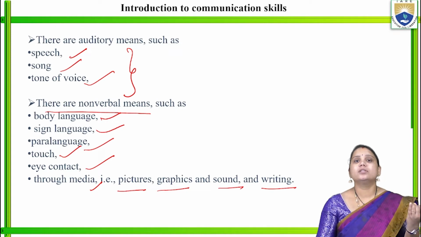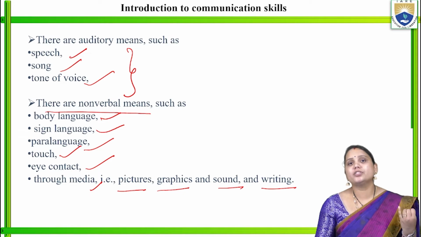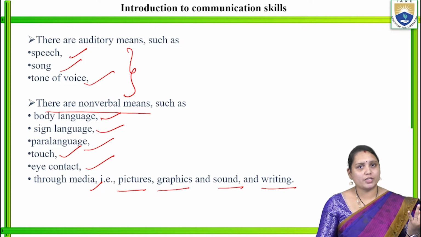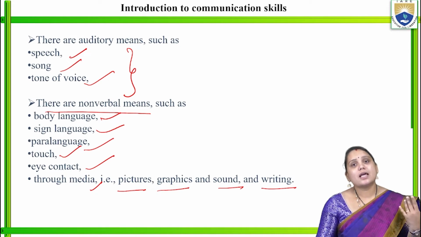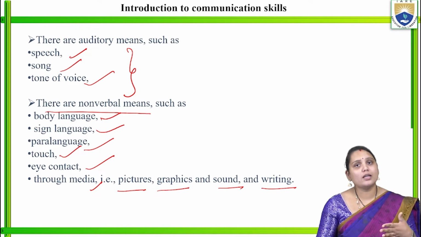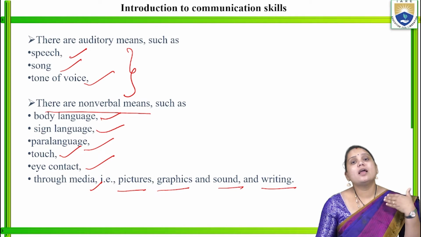So we have two types of communication, verbal communication and non-verbal communication. In verbal communication, we use our speech, song and the change of tone in the speech. Next, non-verbal communication, we do with body language, sign language, paralanguage, pictures, eye contact and through touch. In this way, all these things will help you in communicating to the others.